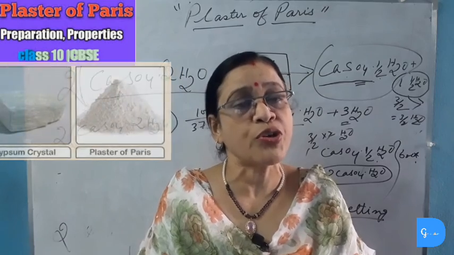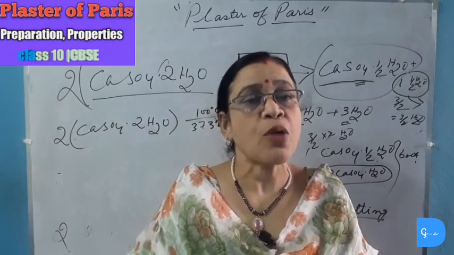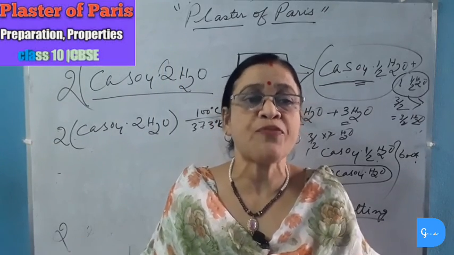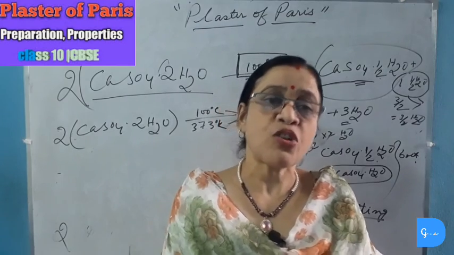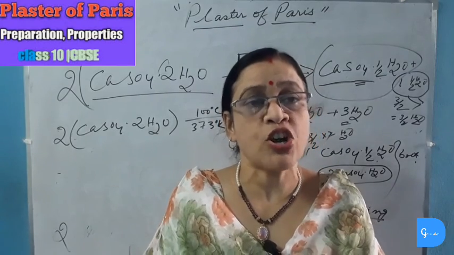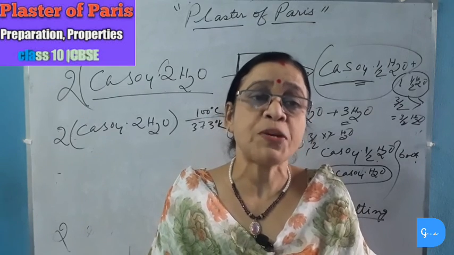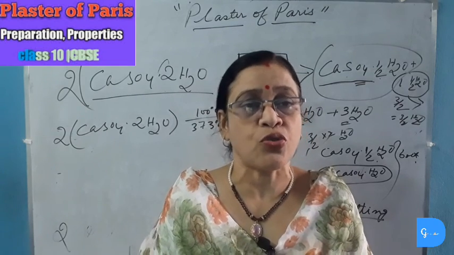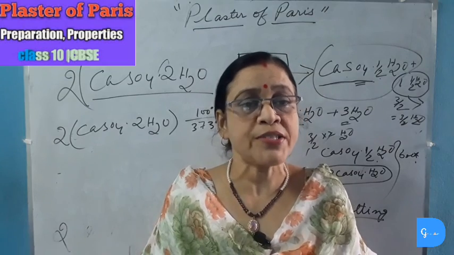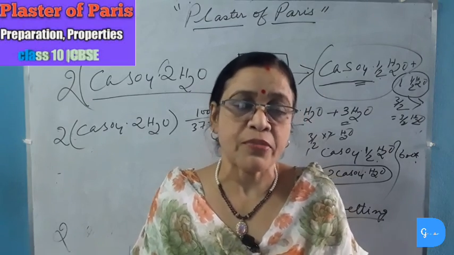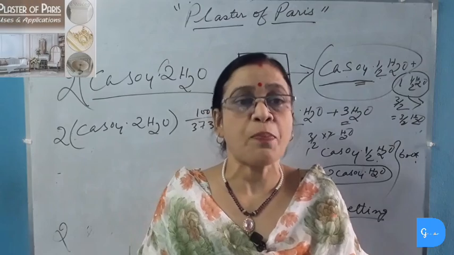Plaster of Paris is also used in dentistry. Plaster of Paris is always stored in a moisture-proof container because the presence of moisture can cause slow setting of plaster of Paris and bring about its hydration to form gypsum, CaSO4 2H2O. This slow setting of plaster of Paris makes it useless after some time. Now we will study about the uses of plaster of Paris.